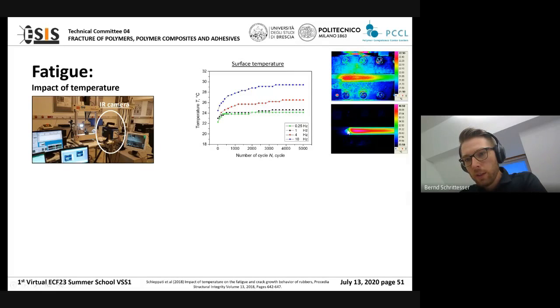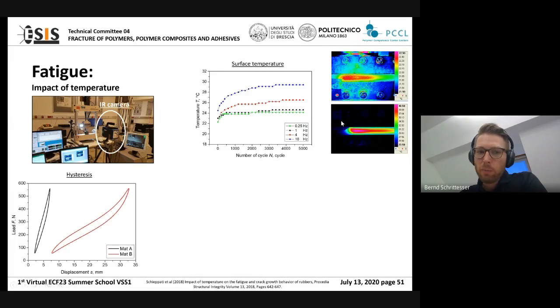And what you can also see here, this is the crack tip, and this temperature field in front of your crack tip is getting deformed by this growing crack tip into the material. And what I also have to mention here is that this is always the surface temperature we're talking about, which means that in the material the temperature is even higher.